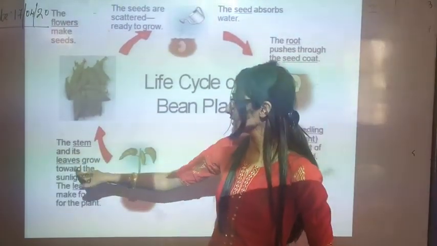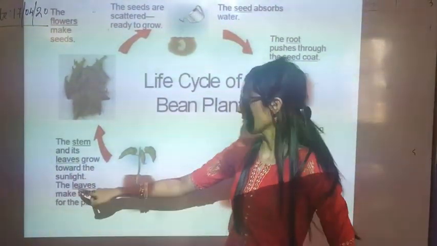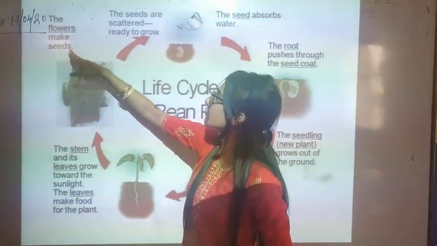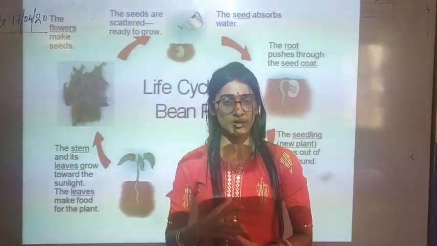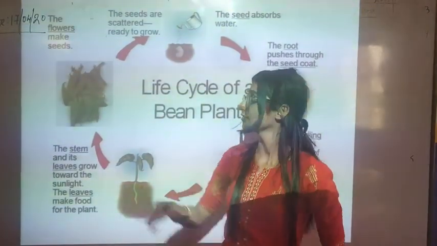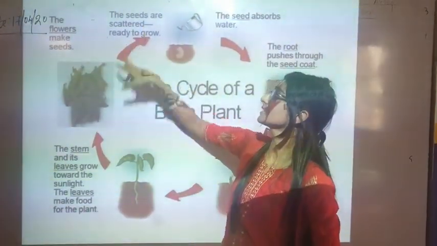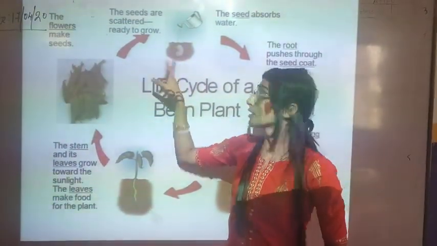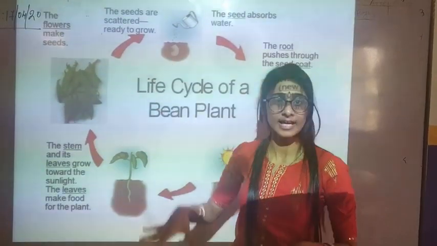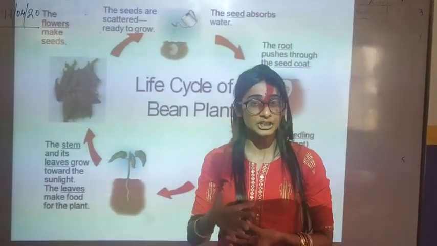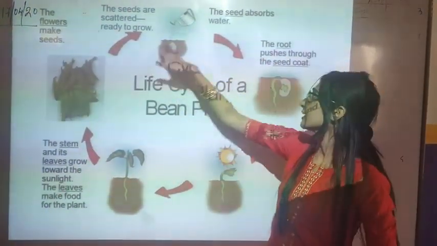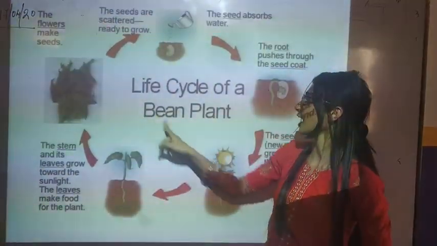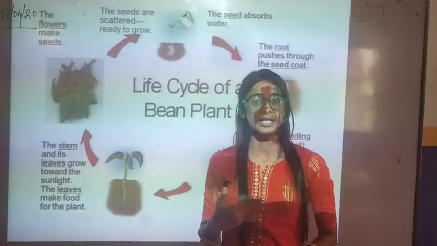The stem and its leaves grow toward the sunlight, and leaves make the food for the plant. Here you can see the flowers and the fruits. From the flower only the fruit grows. So the fruits and the flowers make seeds. Again the seeds are scattered and they are ready to grow. When again this seed is scattered and gets proper conditions for germination, it starts growing, and again the full process is repeated. So this is how the life cycle of a plant continues.